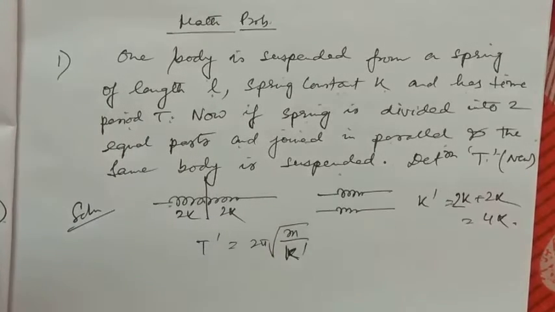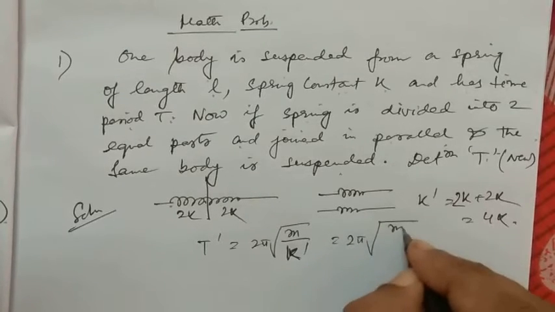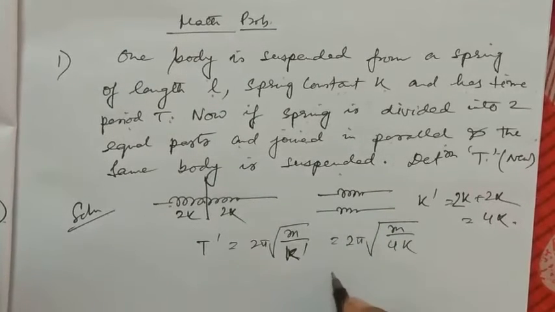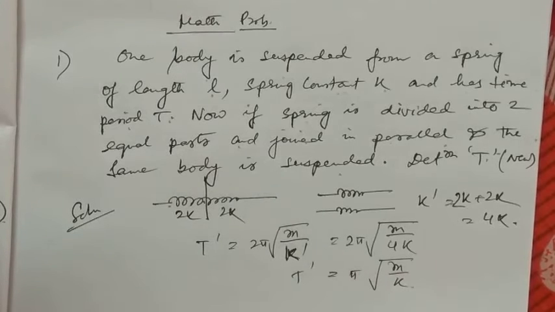So the new value of time period be T dash equals 2 pi root over m by k dash. New value of k is k dash. By replacing the value of k dash as 4k and taking the square root of 4 outside, so 2, so 2 pi becomes pi root over m by k. So T dash is equal to pi root over m by k. Now that means it is equal to T by 2.